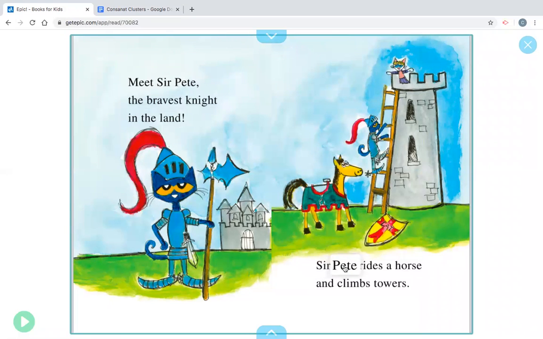Sir Pete rides a horse and climbs towers. Any consonant clusters there that we're trying to find? Do you see any BRs or any DRs here? I don't. All right, let's keep going.